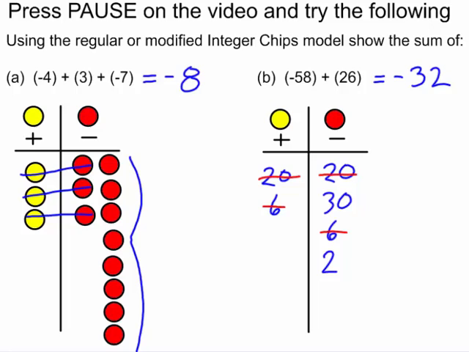So that is one way, or two ways I should say, to work with both positive and negative numbers in the same question, whether they're small or large. You have a number model, you have an integer chip model, and we can kind of use a hybrid or mix in between.